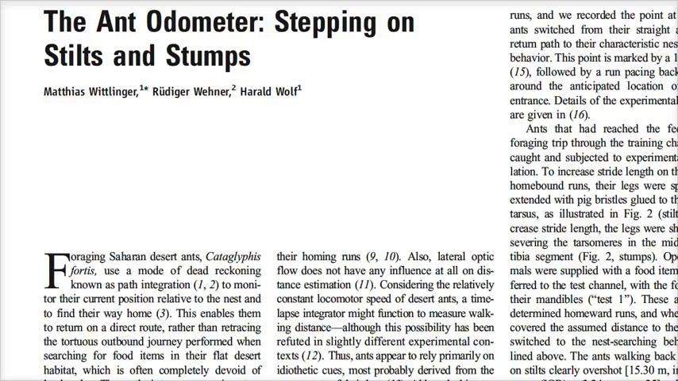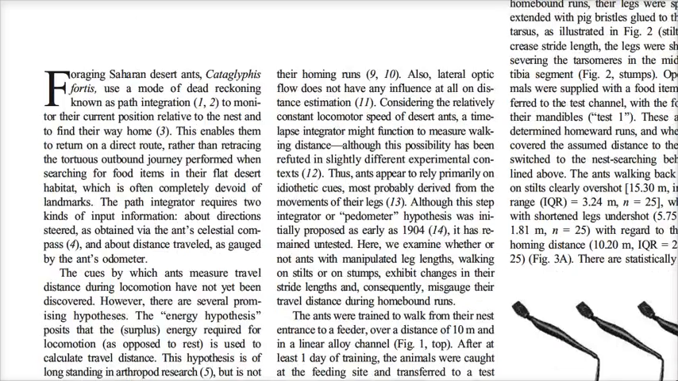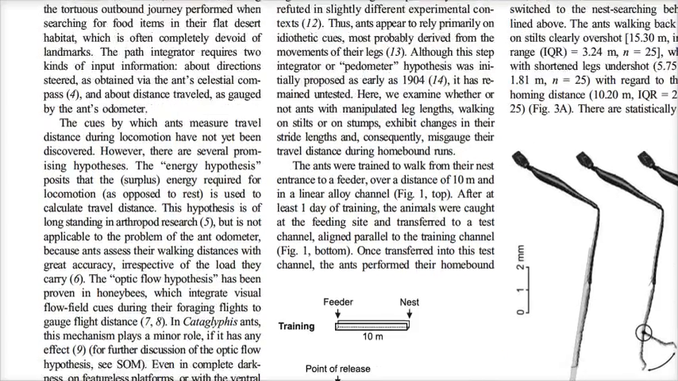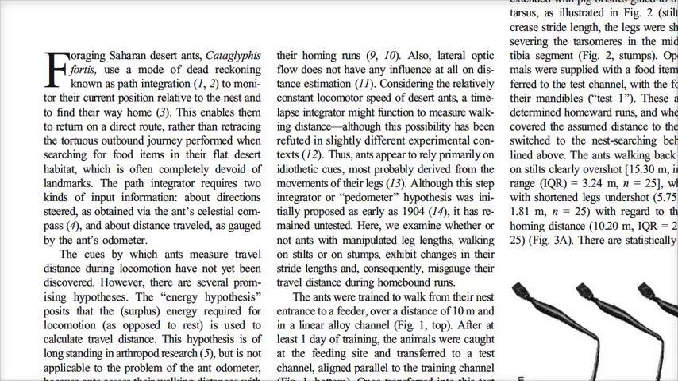So the task here is to look at the Ant Odometer stepping on stilts and stumps study that we're reading. On top of the independent variable, the dependent variable, and the hypothesis, we're looking hard at the data, and we're trying to see if the data is conclusive by any means. To do so, we've been looking at something called error bars in class. So, down to the data, let's see when they first start talking some data.